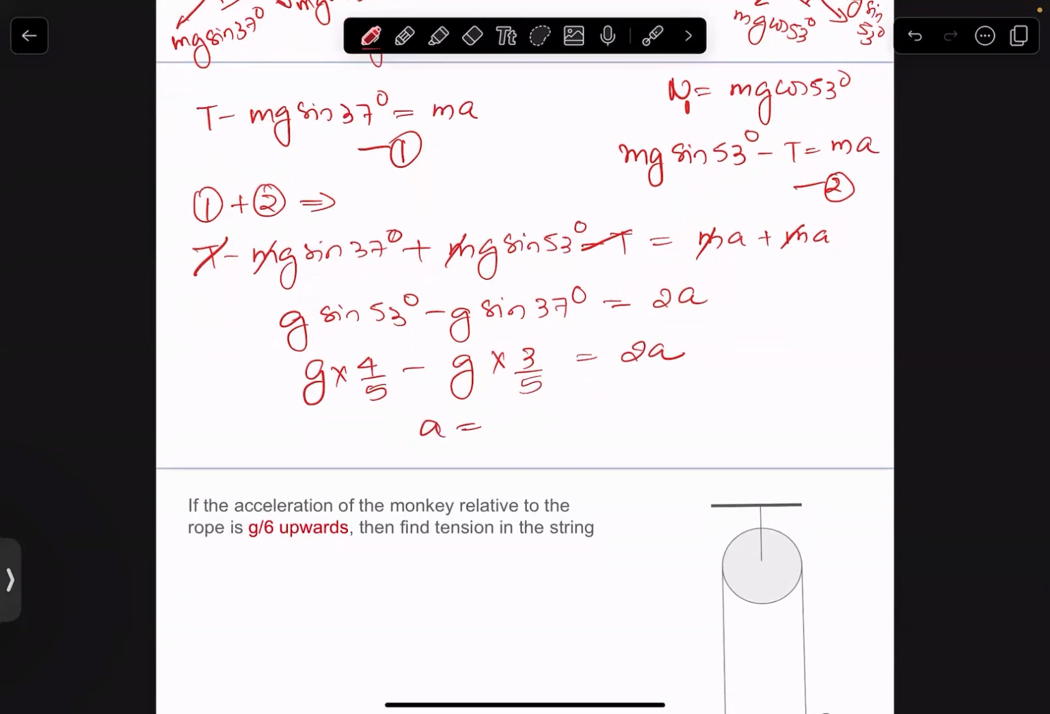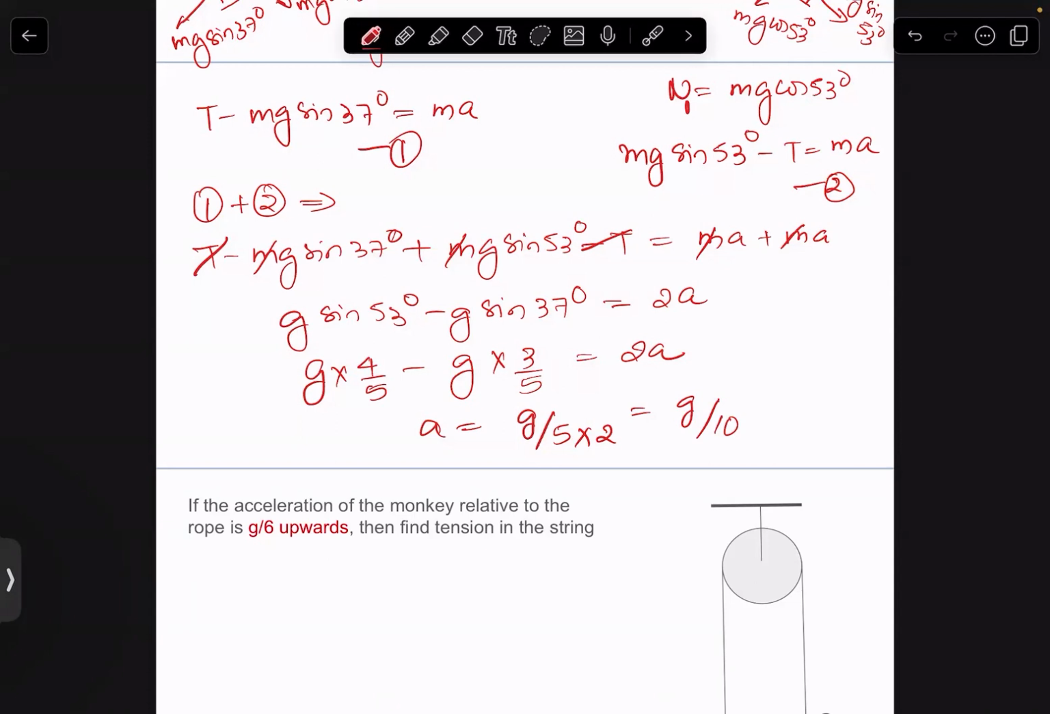So a equal to what? You can take this as 4g minus 3g by 5. So it is g by 5 times 2. So g by 10 is the acceleration.